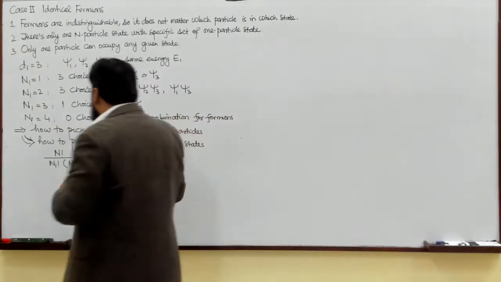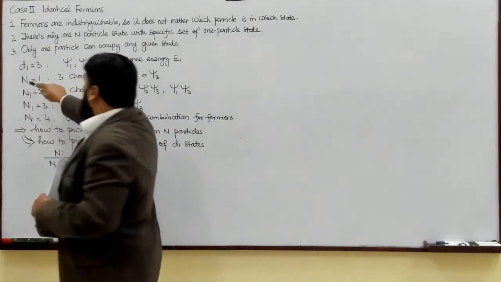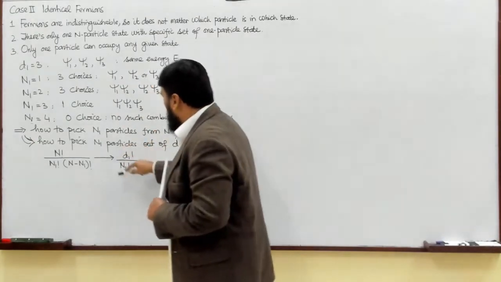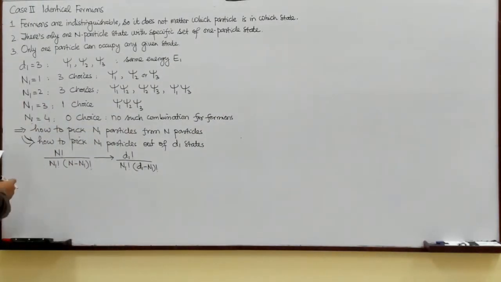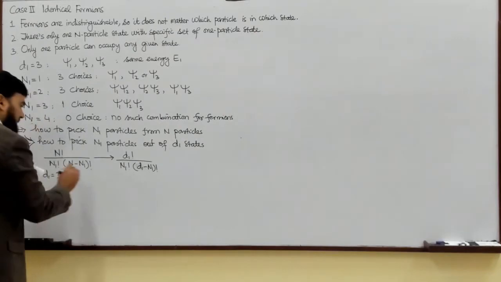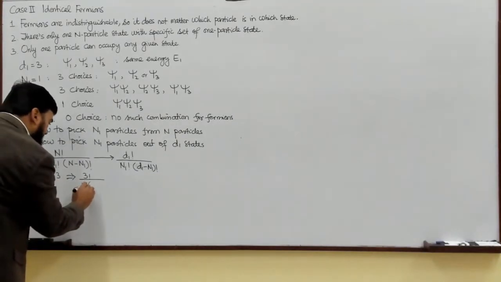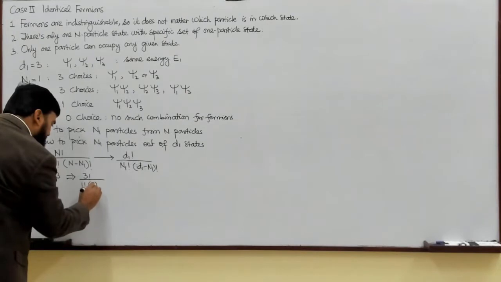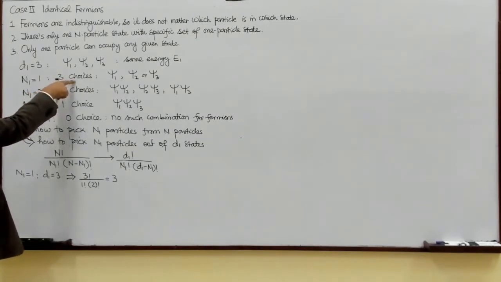So we can now check from this relation whether the choices that we calculated manually are given by this equation. For example, the very first one, when N1 is 1, and D1 of course in all cases is 3, so the number of ways is D1 factorial by N1 factorial and (D1 minus N1) factorial. So it is 3 factorial by 1 factorial and 2 factorial, and it is equal to 3. So the number of choices is 3.